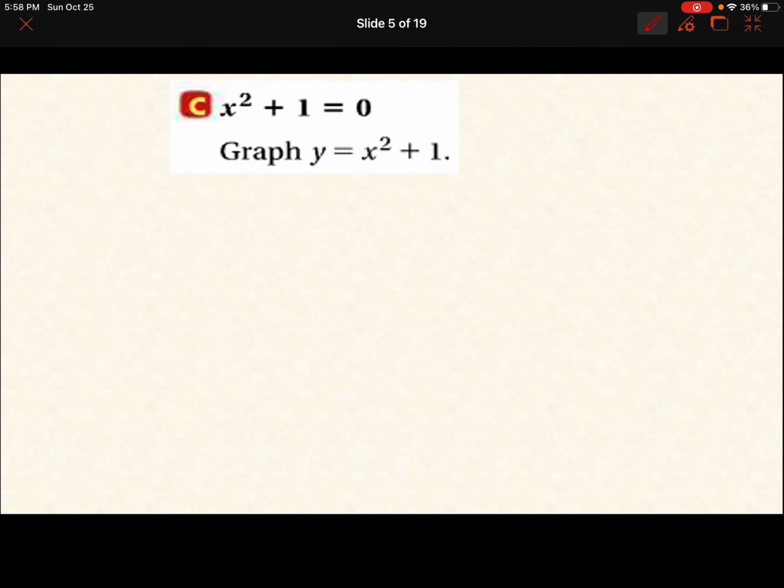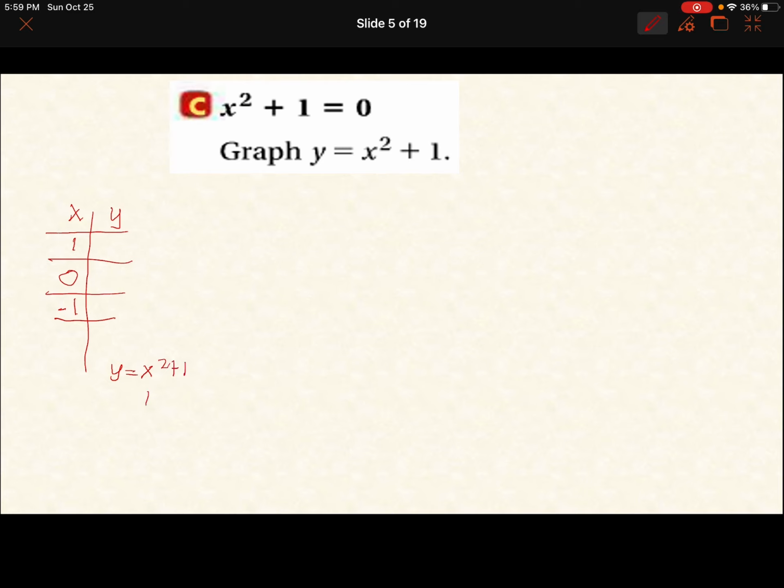Okay. We have this one, the last one. x squared plus 1 equals 0, or y equals x squared plus 1. So again, we're going to make a table of values. We have here your x and here is your y. Let us just make x equal to 1, 0, and -1. We're going to find the value of y. y equals x squared plus 1.